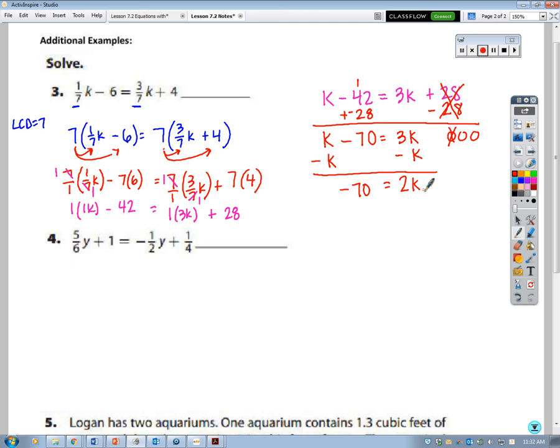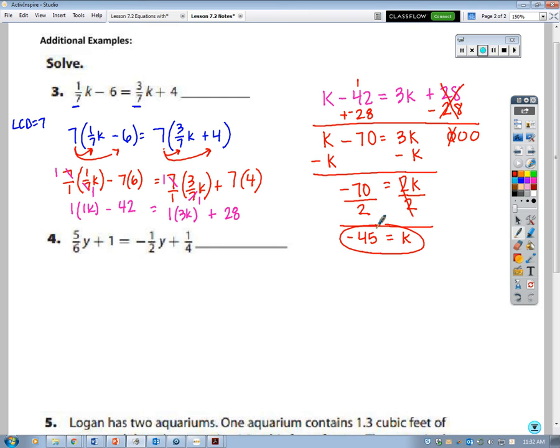I need to figure out how much each k is worth, right? It's 2 times something equals negative 70. So I'm going to divide, because that is the opposite of multiplication. Divide by 2, and divide this side by 2. So I have negative 35 equals k, and that would be my solution. K equals negative 35.